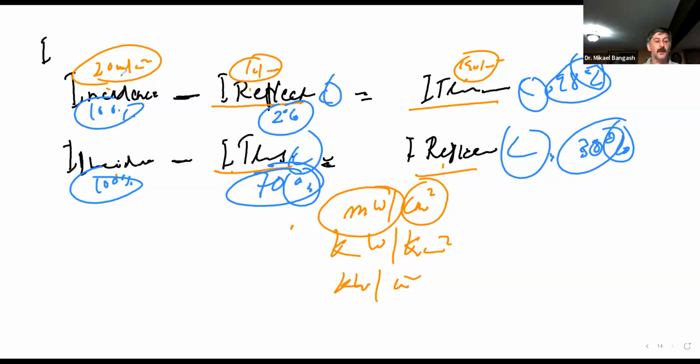So just watch out for what they're asking for and what data they're given. Because they can give you plane intensities. This was the incidence intensity, this was the reflection intensity. But what's going to be the reflection coefficient? You can do it in two ways. You can calculate what was the reflection coefficient out of 20 milliwatts or 20 watts per centimeter square, and then just subtract that reflection coefficient from 100, and it will tell you what the transmission coefficient was going to be.